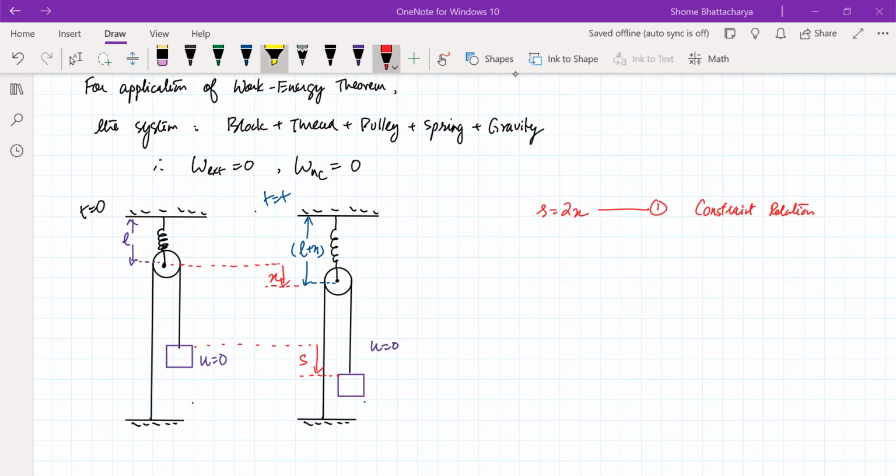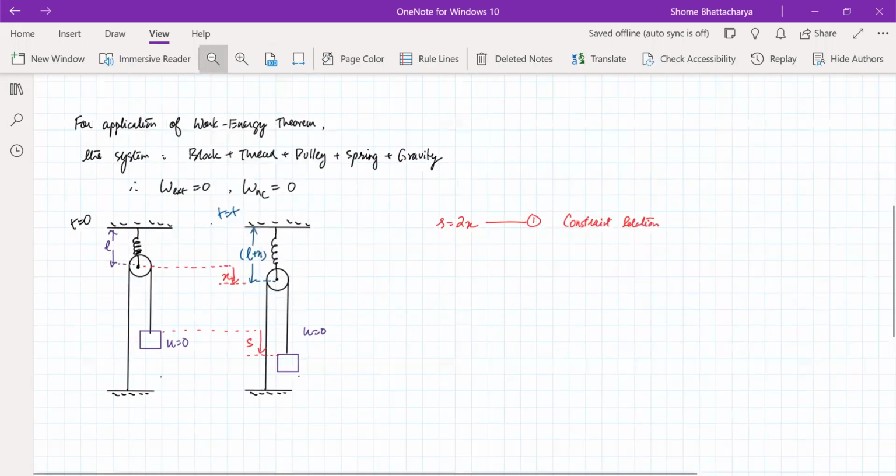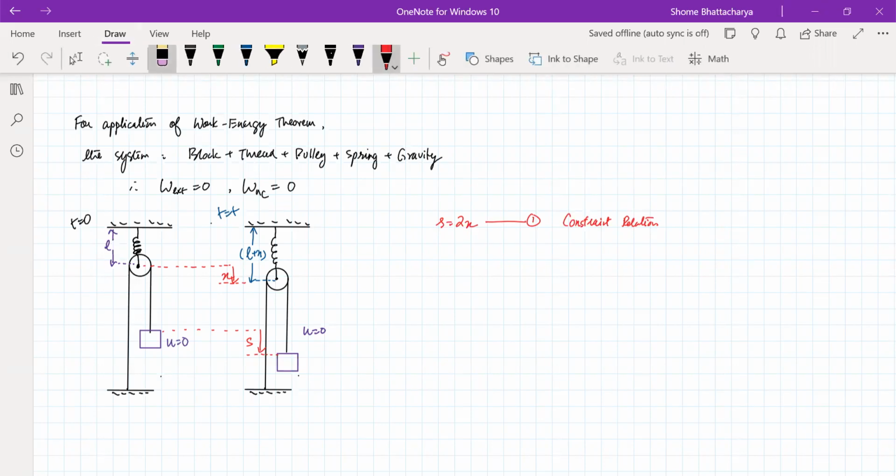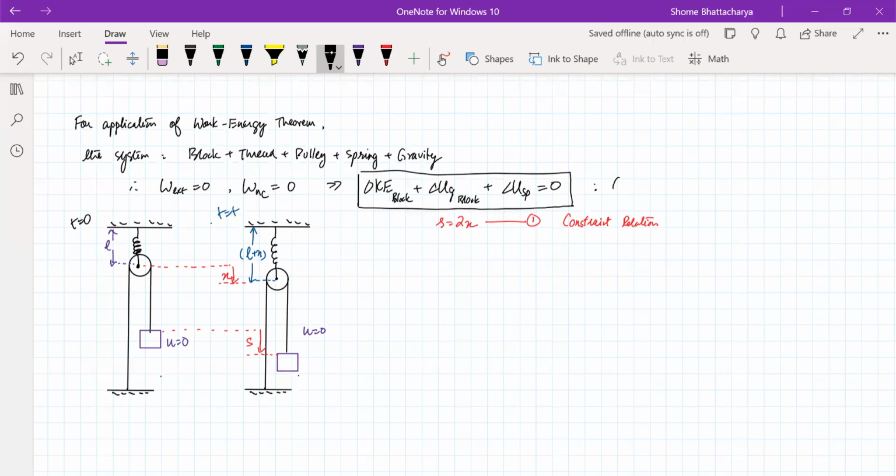Okay. Next, of course, we will also apply work energy theorem. So, an application of work energy theorem, we can see that change in kinetic energy of the block plus change in gravitational potential energy of the block plus change in elastic potential energy of the spring should be zero. So this is a statement of work energy theorem. This is how we are able to apply conservation of mechanical energy to the system.